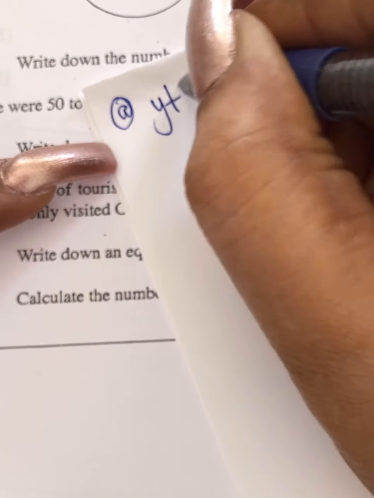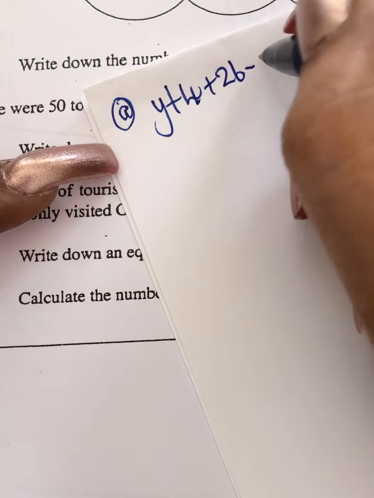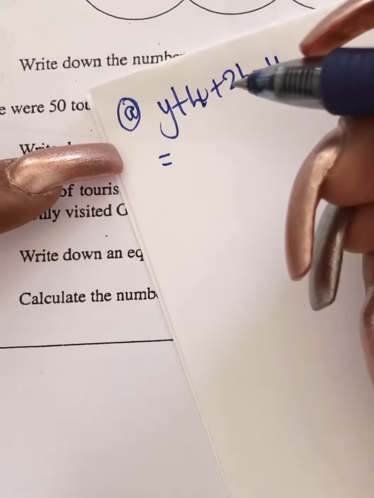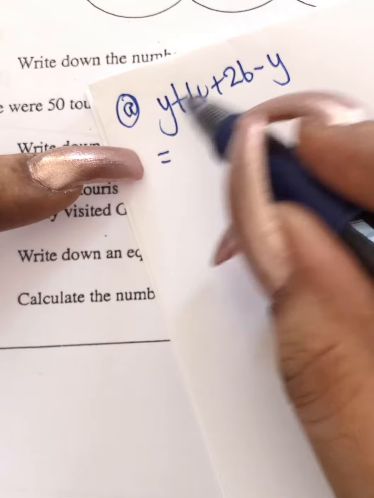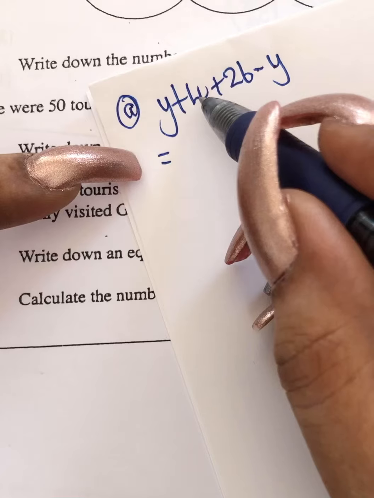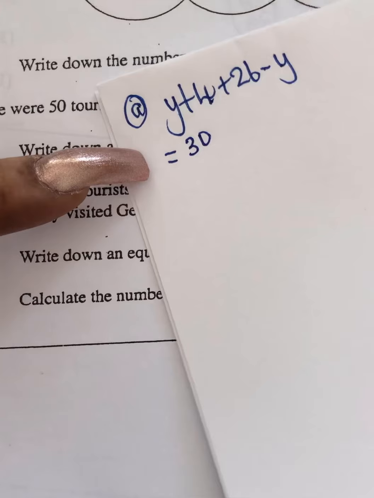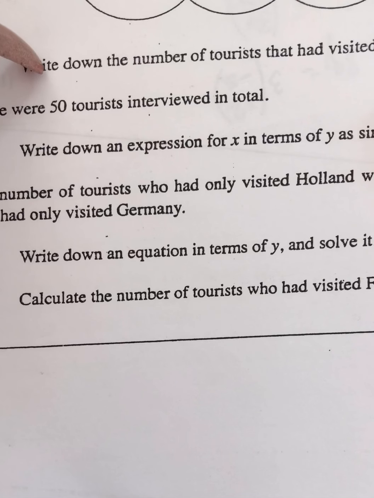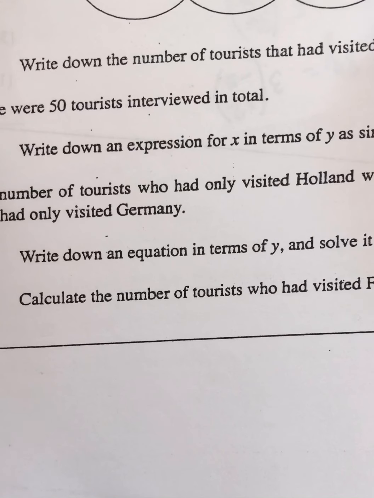So we have y plus 4 and we have 26 minus y. Collect like terms. y subtract y is 0. That will cancel itself. And 4 plus 26 is 30. So that's my part A. I've written the number of tourists who visited Holland. They said to us that there were 50 tourists interviewed in total.